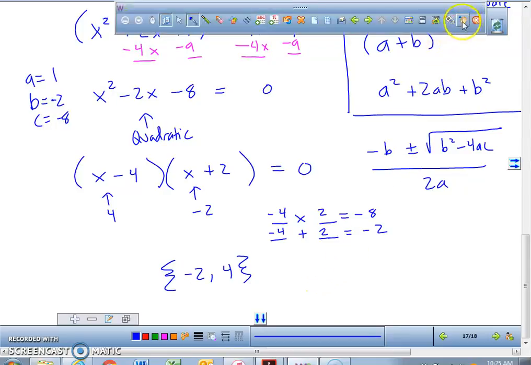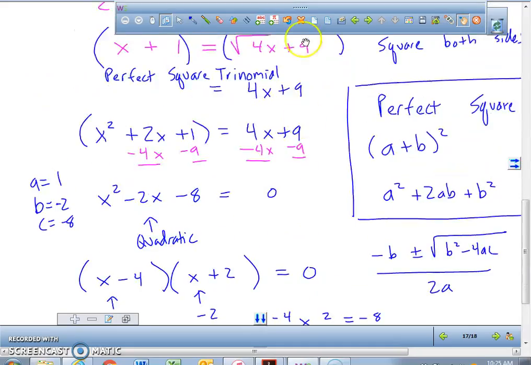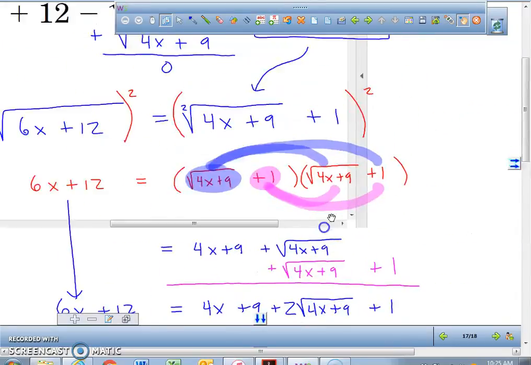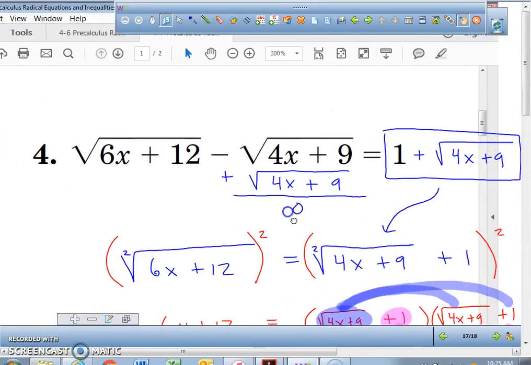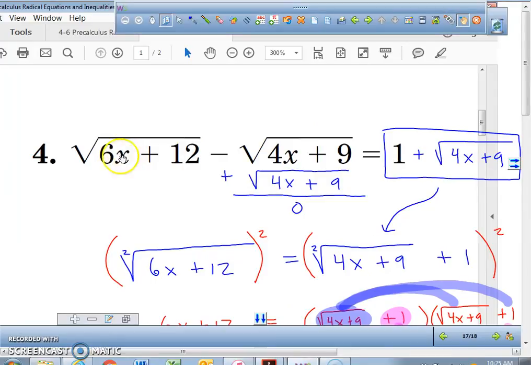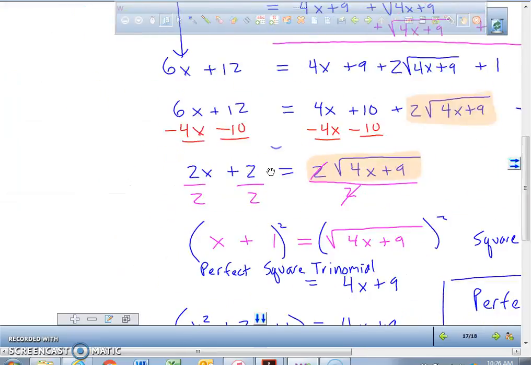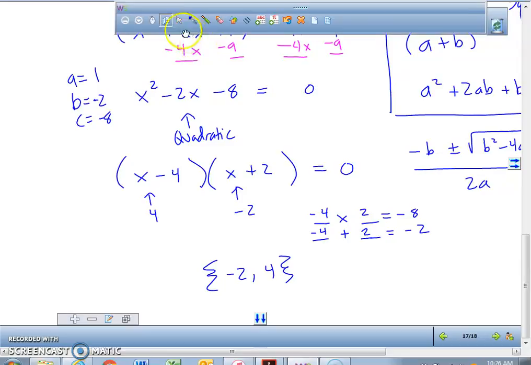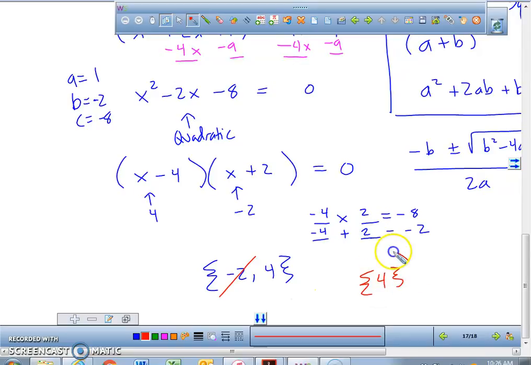Which one of them would work? Let me go back up to the original problem. We scroll up. If I plug in a positive number there, it's going to work. If I plug in a negative number there, it's not going to work. So therefore, we have an extraneous solution way down here. I'm going to say negative 2, you're extraneous. So our final answer is simply the number 4 is the only number.